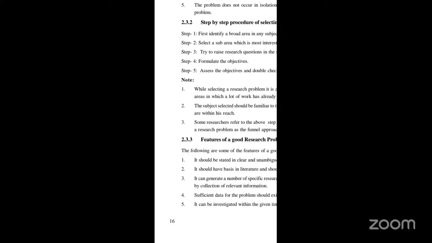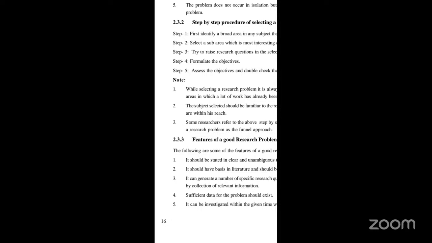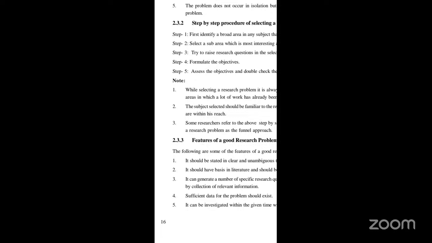The next one is features of a good research problem. What are some research features? It should be clear. It should be unambiguous. It is based on literature and should be of current interest. It can generate a number of specific research questions and is capable of being investigated by collection of relevant information. Sufficient data for the problem should exist. It can be investigated within the given time with the available resources.